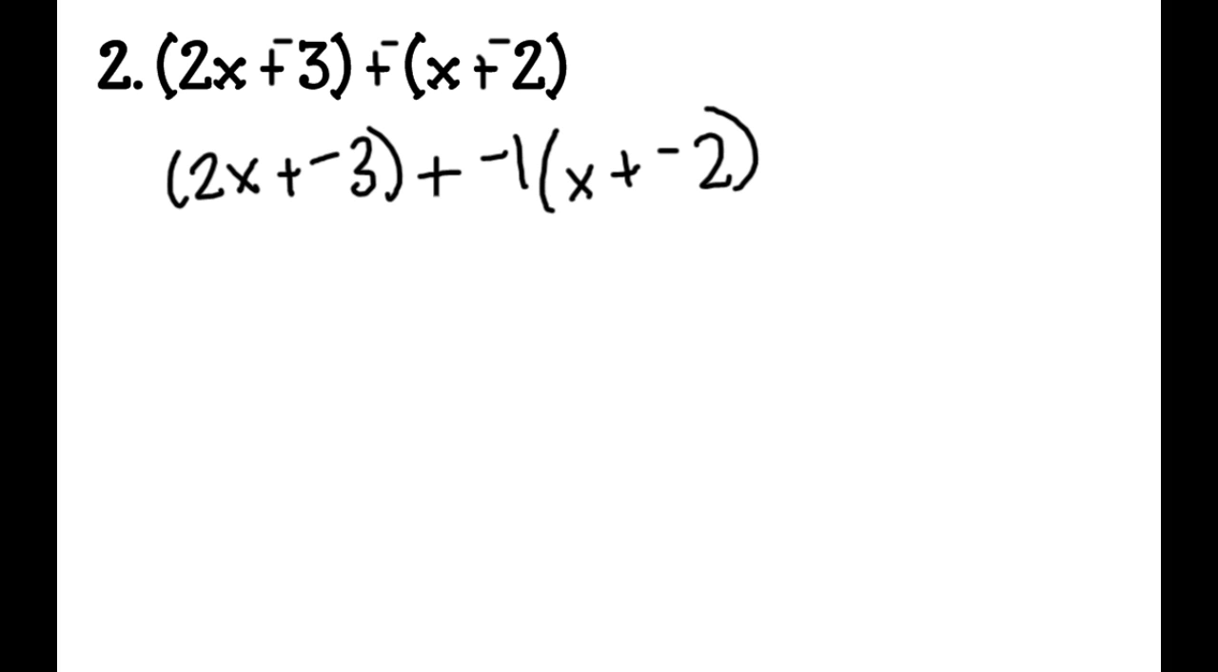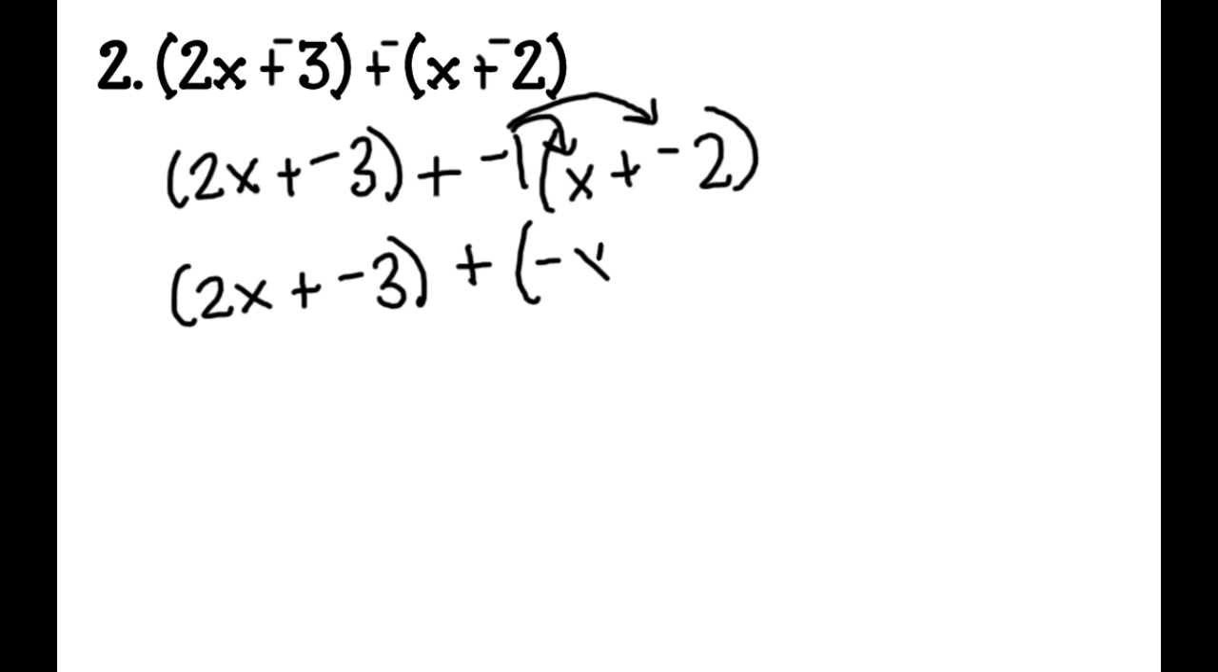Okay, then I use distributive property to distribute that negative 1 to everyone inside. So I have 2x plus negative 3 plus negative x, or you could write negative 1x. I'll write negative 1x, it might help some people, plus negative 1 times negative 2 is a positive 2 because a negative times a negative equals a positive. Man, chapter 3 haunts us everywhere we go, doesn't it?